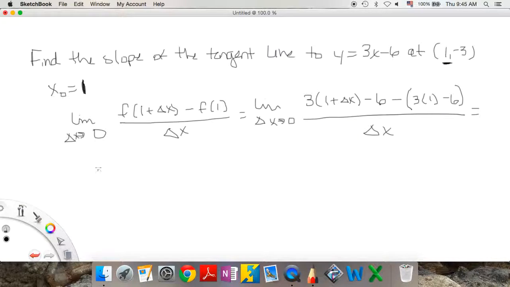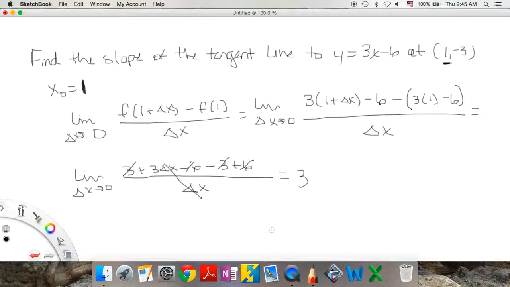So now we need to simplify this down. The limit as delta x goes to 0 of 3 plus 3 delta x minus 6 minus 3 plus 6, all over delta x. Well, it simplifies very nicely, and you have 3 delta x over delta x, which means those cancel, so we just get 3, which is what we knew was going to happen, but you can see how we use this definition of the slope of a tangent line to be able to calculate out slopes.